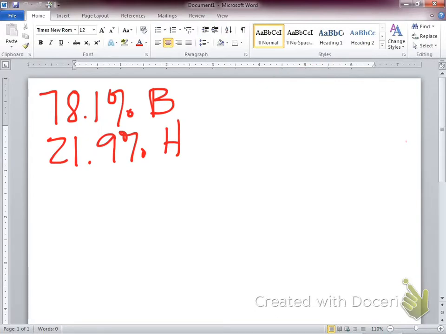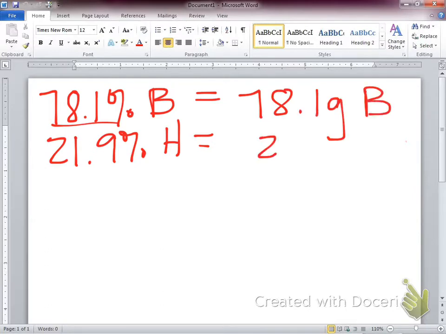Okay, so what we're going to do is first take these percents and convert them to grams. And when I say convert, I just mean literally put them into gram form. So we're going to take 78.1% and act like we have 78.1 grams of boron and 21.9 grams of hydrogen. All we're doing is assuming that we're working with 100 grams of our substance.